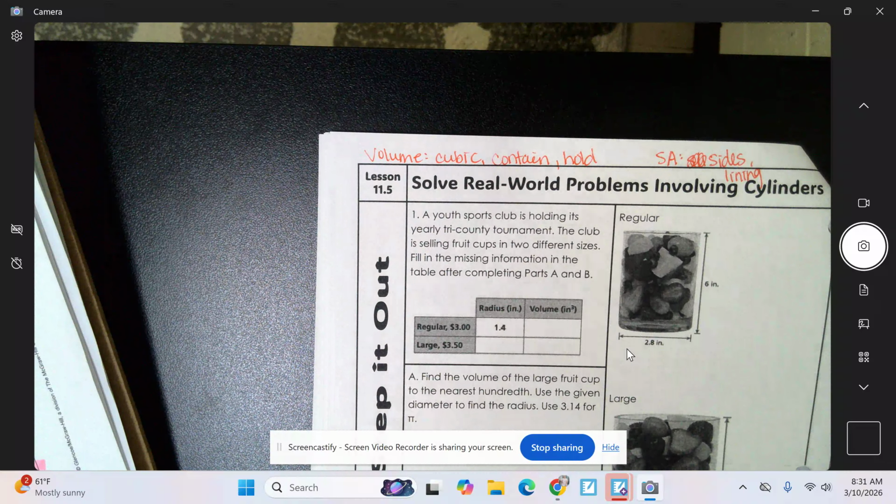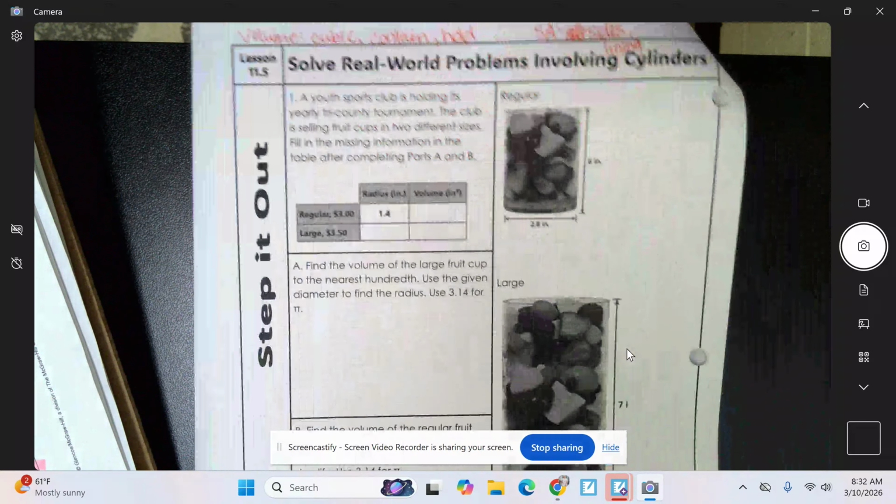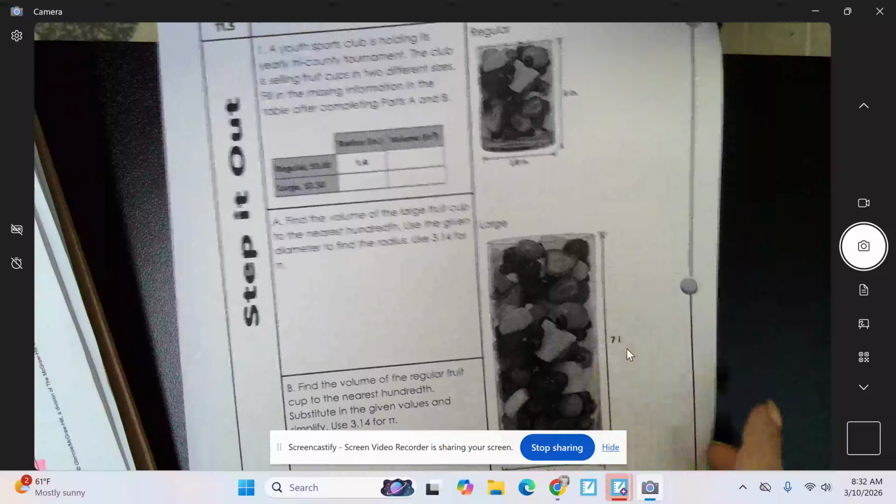Alright, so we're only talking about cylinders today, and then tomorrow we'll throw in all the other shapes. Yay, right? Because y'all love triangles. We know you do. Alright, so a youth sports club is holding its yearly tri-county tournament. The club is selling fruit cups in 2 different sizes. We want to fill in the missing information in the table after completing the 2 parts. So we have a regular size fruit cup and a large size fruit cup.